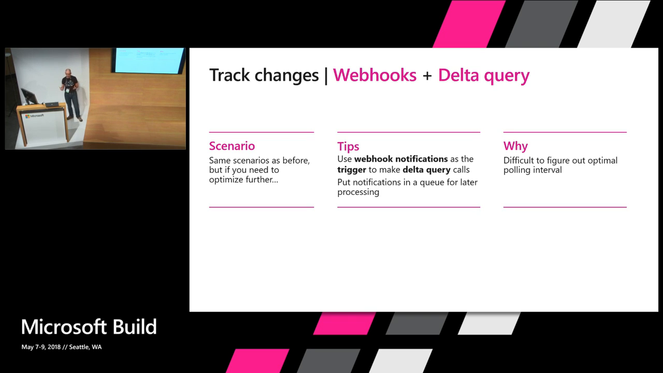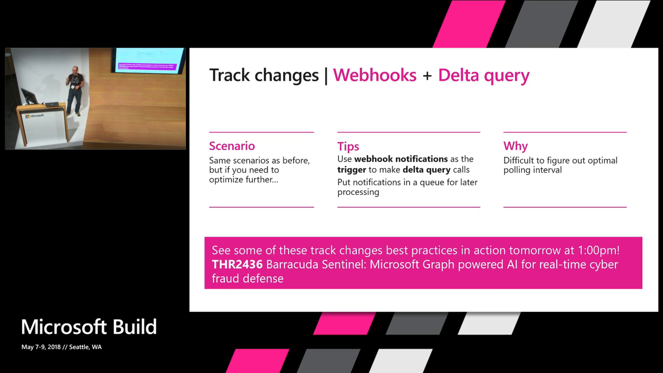So this is where webhooks and Delta together work better, by using notifications as a trigger to make your Delta query. And you can also have a backstop, so in case you don't ever get a notification in a particular period of time, you can force a Delta synchronization as well. And again, here, we have a theater presentation tomorrow at 1 o'clock, which I strongly recommend that you go to. Barracuda will tell you all about the journey they've gone through in integrating with Microsoft Graph, and especially with change tracking.